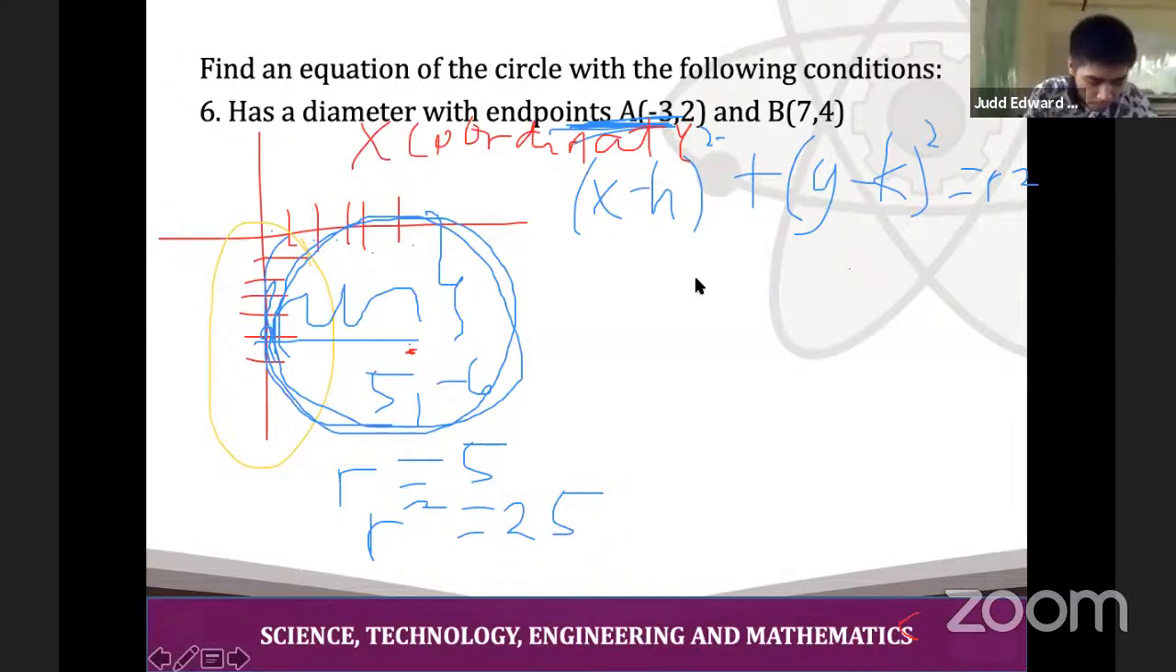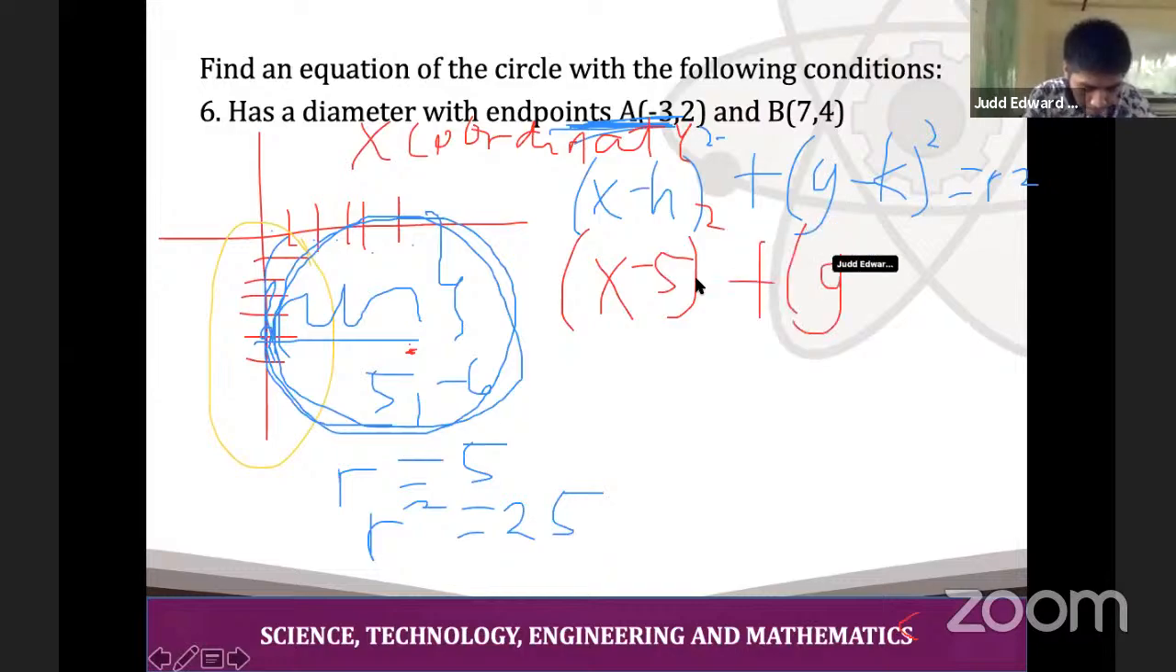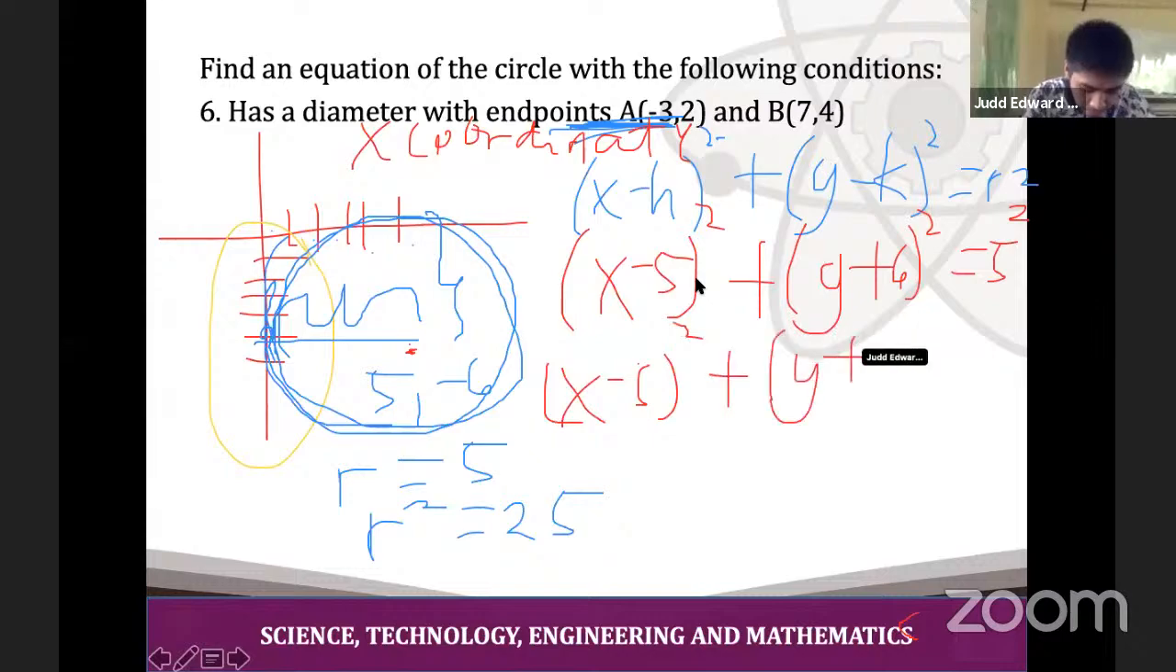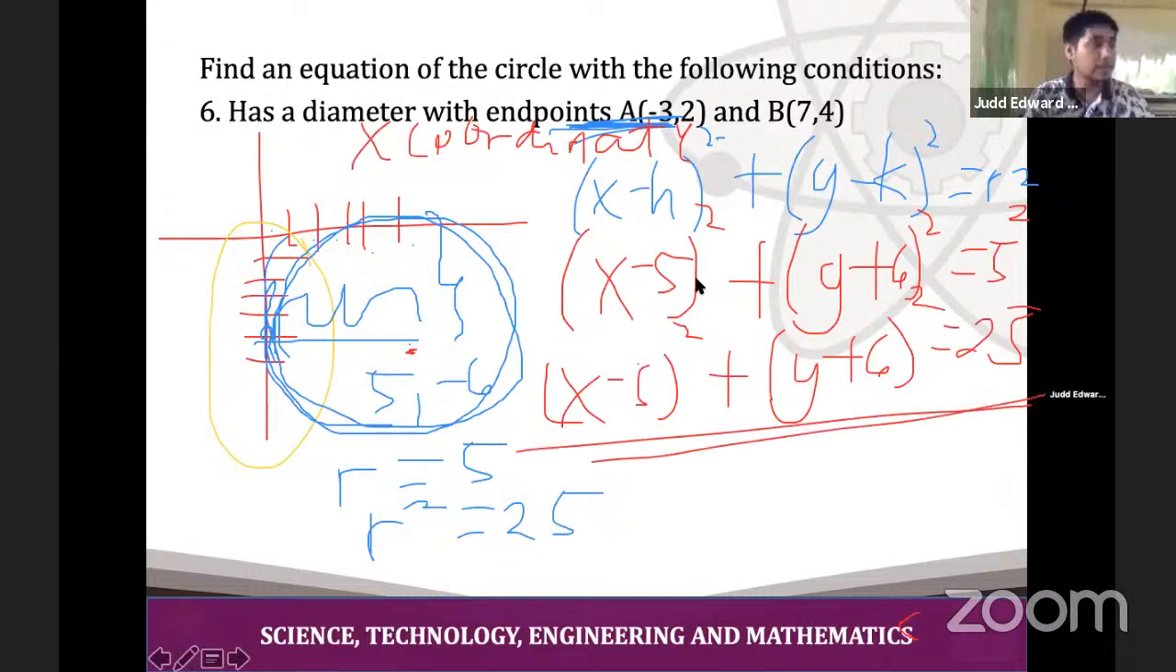Okay. So, simplifying, we'll now be having (x - 5)² + (y + 6)² = 5². We'll now be having (x - 5)² + (y + 6)² = 25. Okay, is this clear?